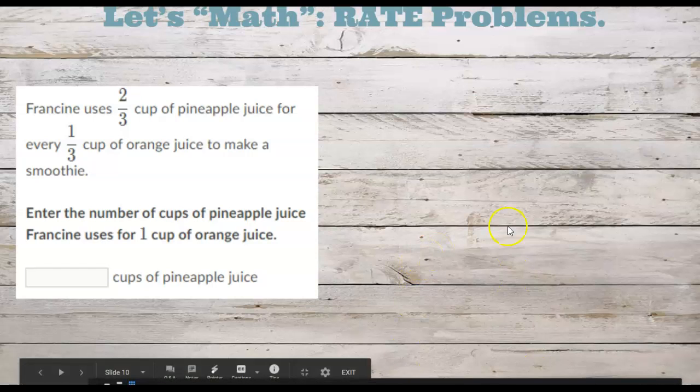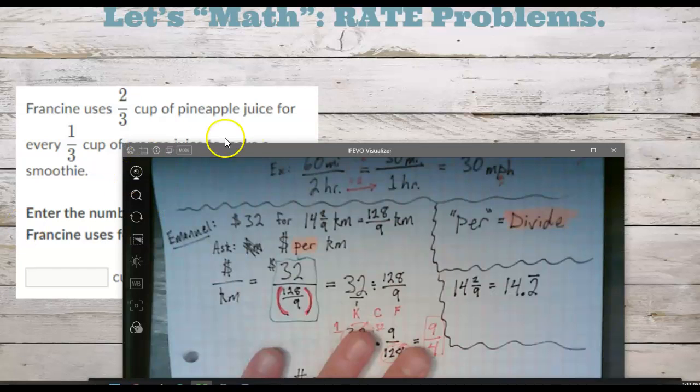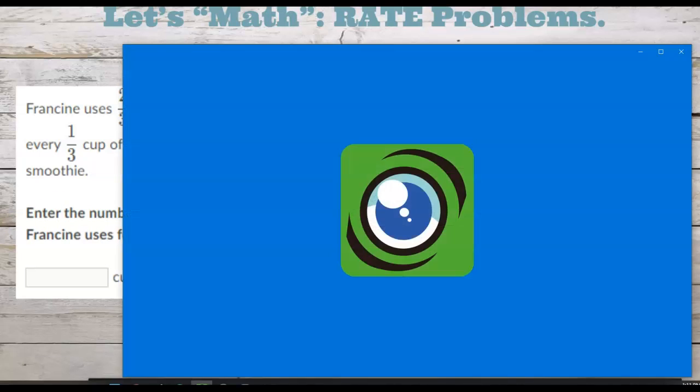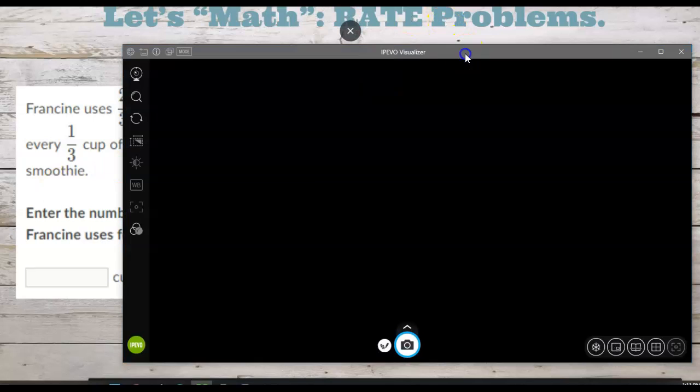Pineapple juice or orange juice? What are we asked to make one of? Orange juice. Orange juice, right? So since orange juice is the thing that we're asked to make one of, we're going to put orange juice on bottom.